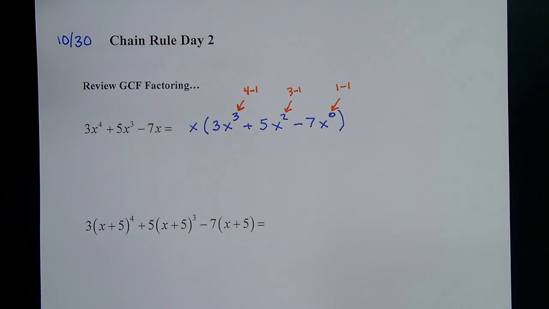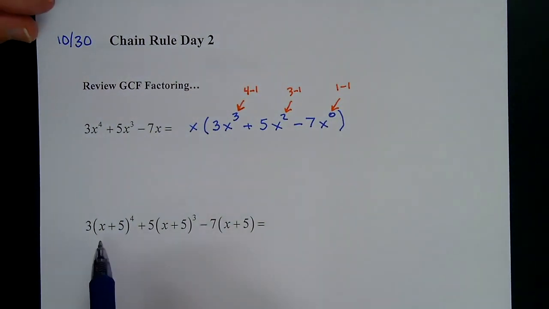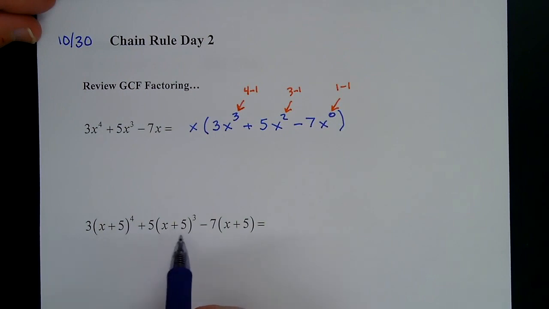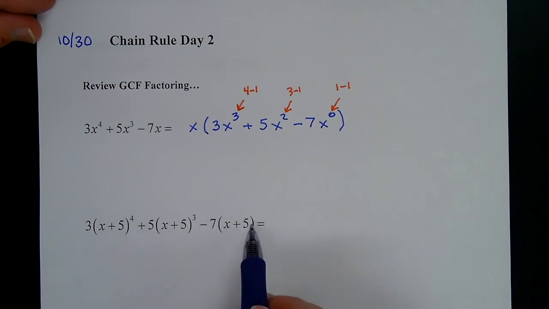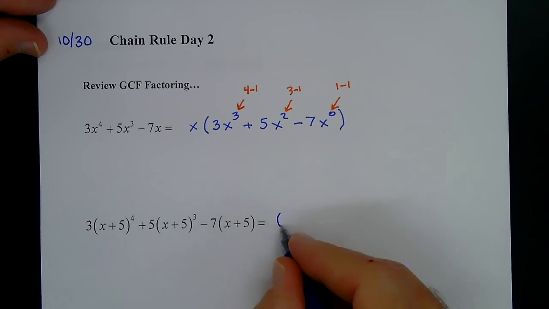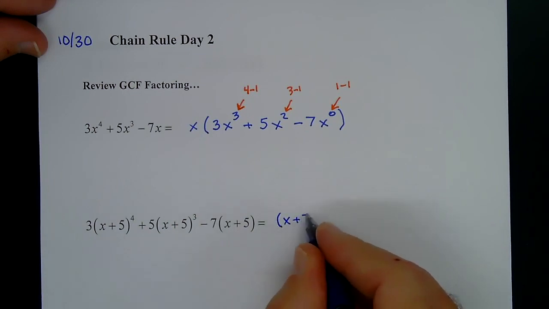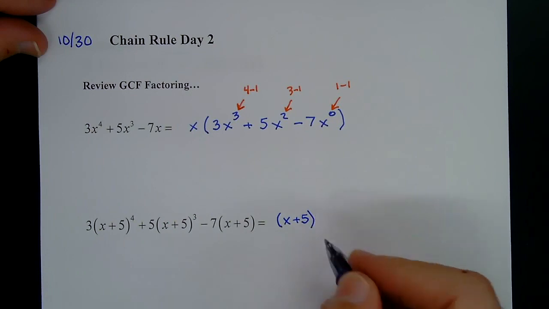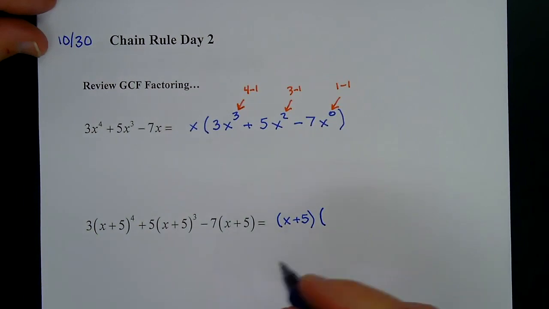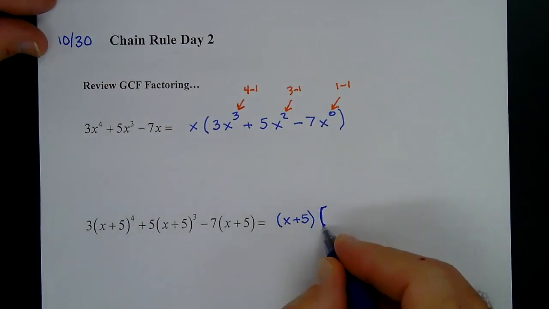So we're also going to have to look at groups of things. Like this problem: 3 times the quantity x plus 5 to the fourth plus 5 times the quantity x plus 5 cubed minus 7 times the quantity x plus 5. So they all have an x plus 5 in common, and we're going to factor out the smallest power of it. So that'd be to the first power. So this is going to become x plus 5 raised to the first power, but we're not going to write that, and then times what's left. And actually, let me use a bracket instead of a parenthesis here.